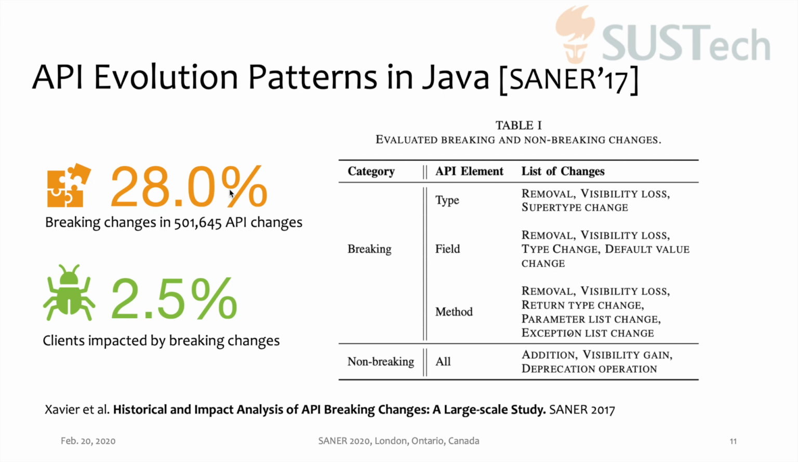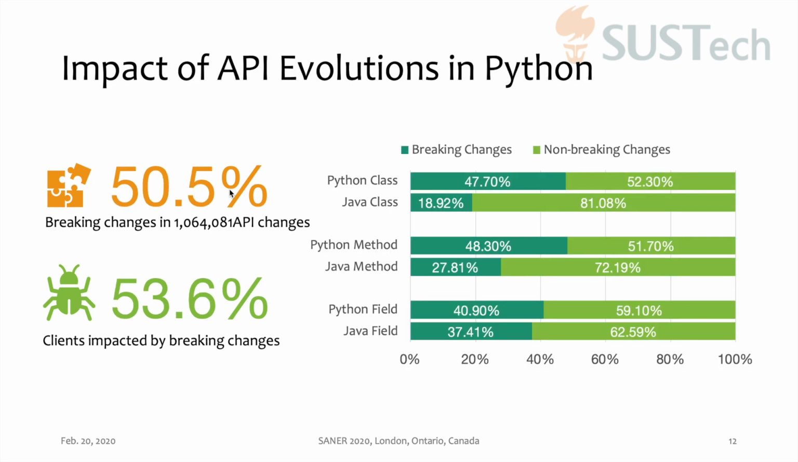According to a recent study, 28% of the API changes in Java are breaking, and these breaking changes impacted only 2.5% of the client applications. However, in Python, over half of the API changes are breaking, and these changes impacted 53% of the clients. On the right side, for classes, methods, and fields, breaking changes happen more frequently in Python. These rates are much higher than that in Java, indicating the compatibility issue in Python is more severe.